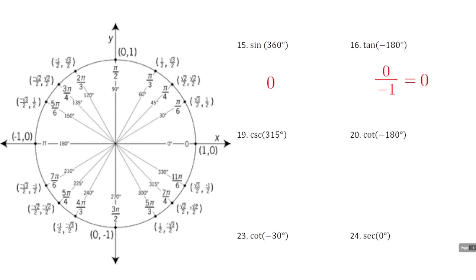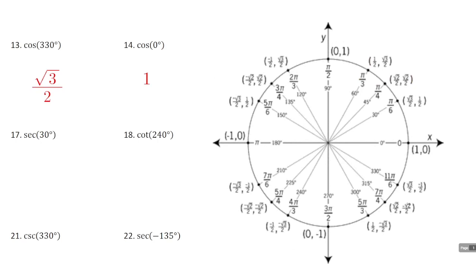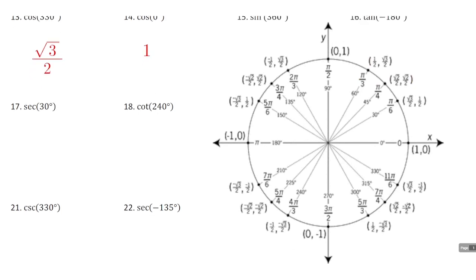Now starting with number 17, we're looking at the reciprocal functions. Secant of 30 degrees is going to be equal to the reciprocal of cosine of 30 degrees. So we'll evaluate cosine of 30 degrees and then reciprocate it. So at 30 degrees, the x-coordinate is root 3 over 2. So the reciprocal of that would be what I get when I flip that fraction. So I get 2 over root 3.